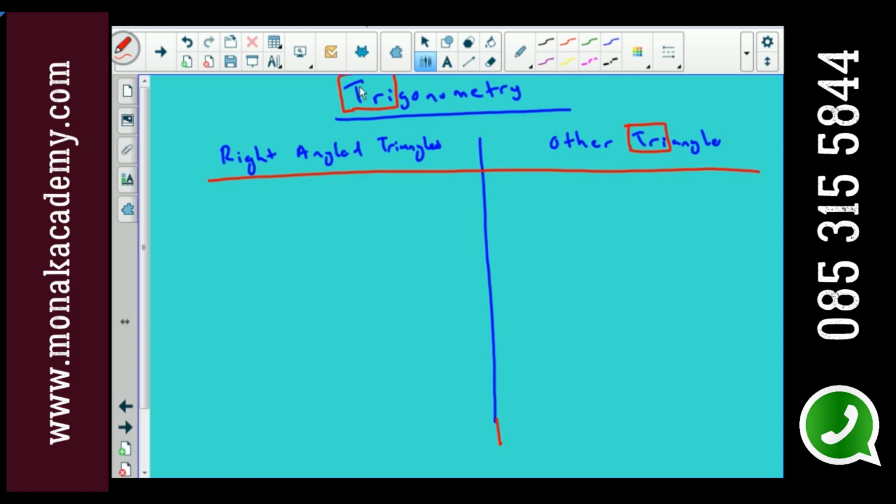Now, when it's right angle triangles, there are two types of methods that you can use to calculate the given information. Remember, we said trigonometry is all going to be about calculating angles and lengths of sides. So these are the only two things that you'll be dealing with: calculating the size of angles, and calculating the lengths of sides.